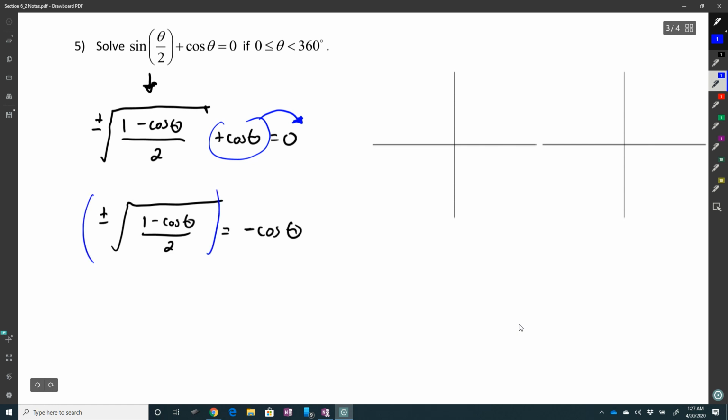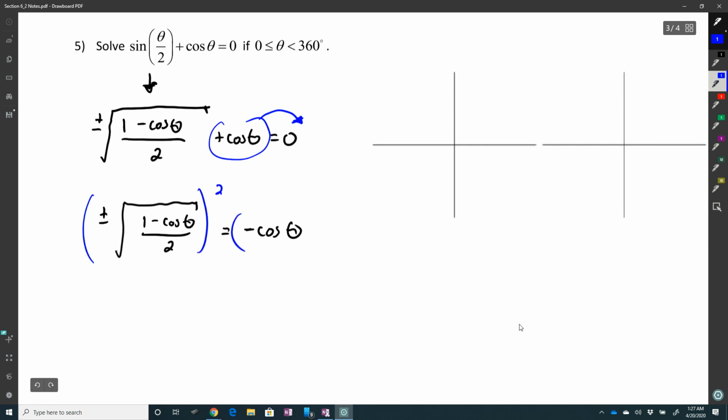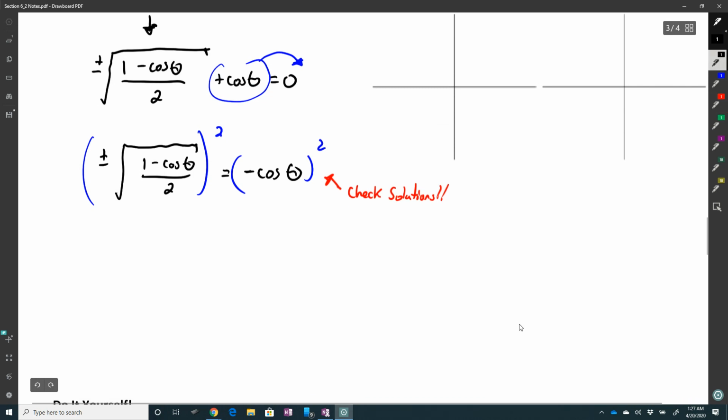So I get this entire side and I square it. I get this side and I square it. Again, because I squared both sides, that means I have to check my solutions. But anyway, what the squaring does is get rid of the square root. So I end up with 1 minus cosine theta over 2. I square that, so that just turns into a positive cosine squared theta.